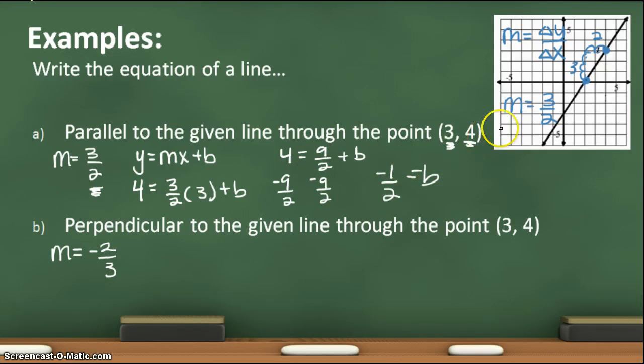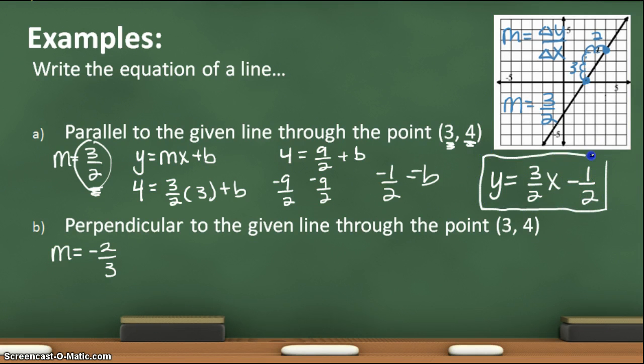Now I'm not done once I find b, I still need the equation of the line, and this is just part of the equation. So the equation of the line is y equals m, which we already know is 3/2, x plus b, which is negative 1/2. So plus negative 1/2 would just be minus 1/2. So there's the equation of my parallel line.